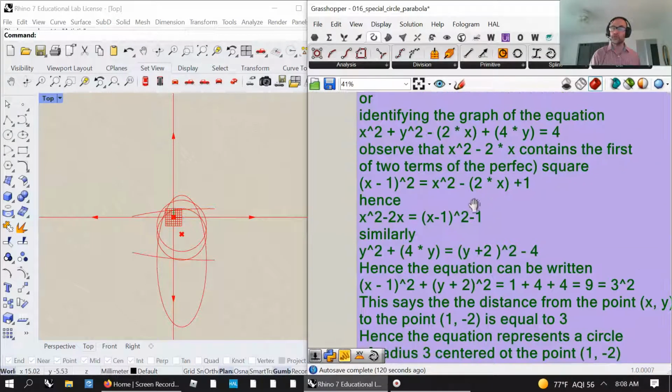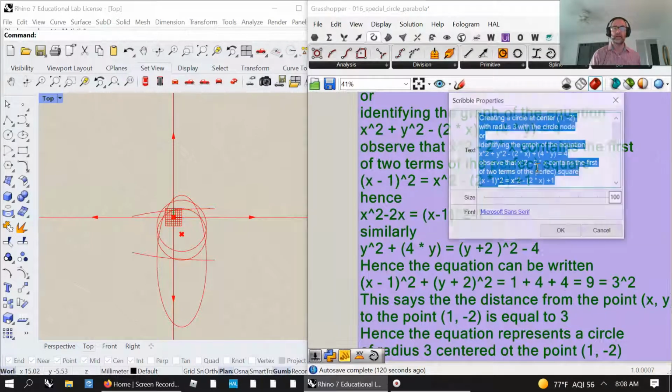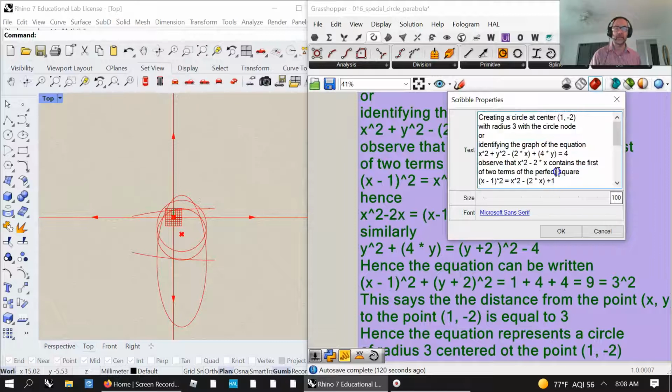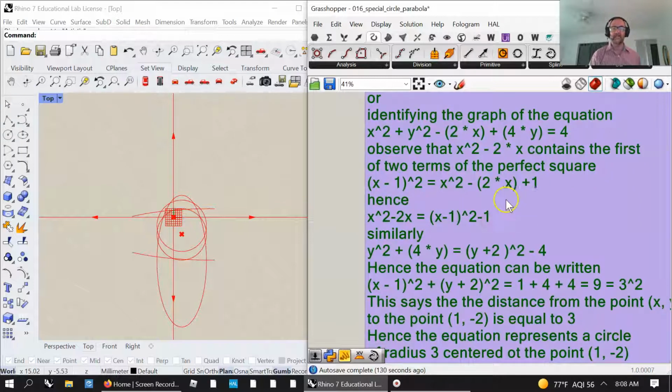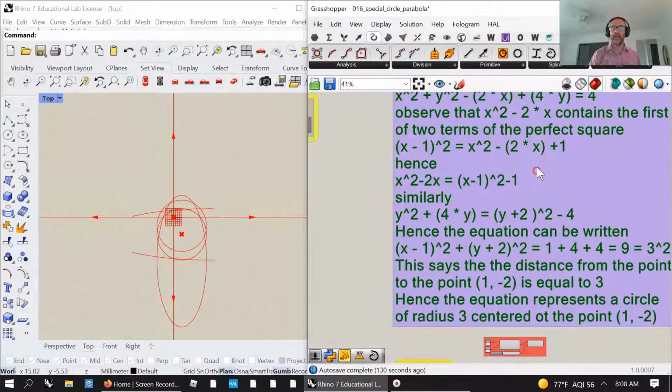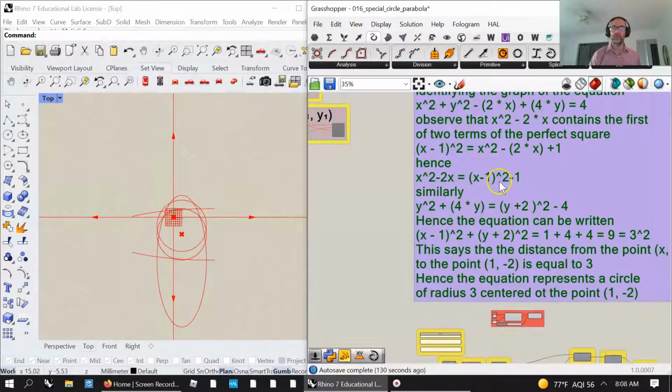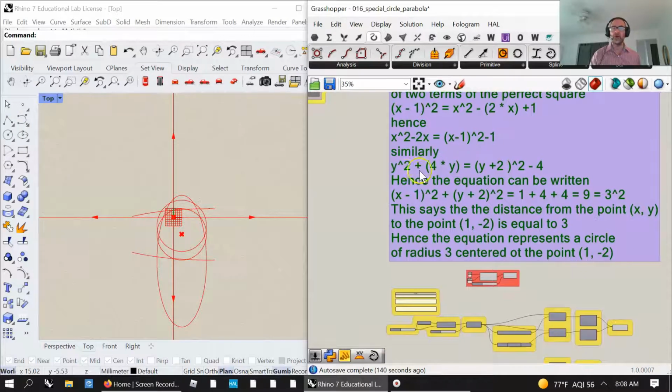That contains the first of two terms of perfect squares. And once again, I've got a little typo here and have to slow down to fix it, but it shows you that you've got to debug everything you do in Grasshopper and Python. Basically, you have x minus 1 squared equaling x squared minus 2x plus 1, and hence you can rewrite that. Similarly, you can rewrite y squared plus 4y as y plus 2 squared minus 4.